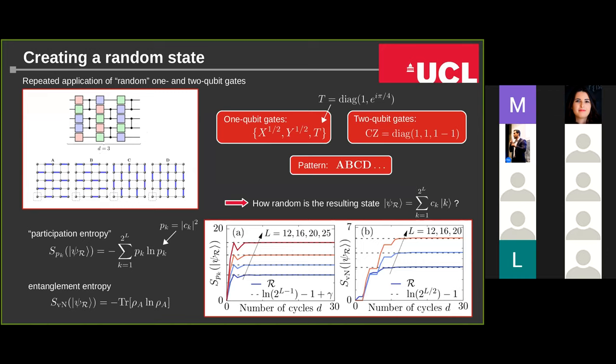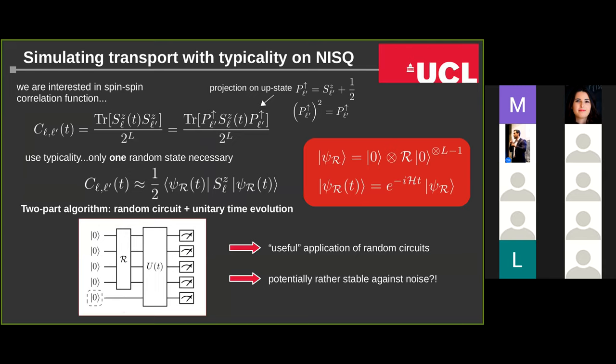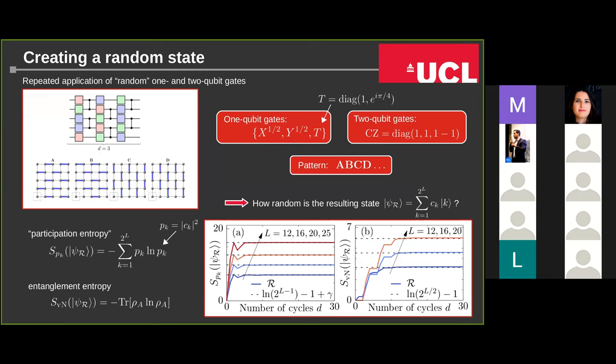Okay, so this is basically the proposal, and now we wanted to see how stable this is against all the noise that comes up in a quantum computer or on these NISQ devices, because there you always have some imperfections, and we wanted to study how stable this proposal is. So as a first step, let us look at how the state gets randomized under the action of this random circuit. As I've said, everything is very similar to this quantum supremacy experiment.